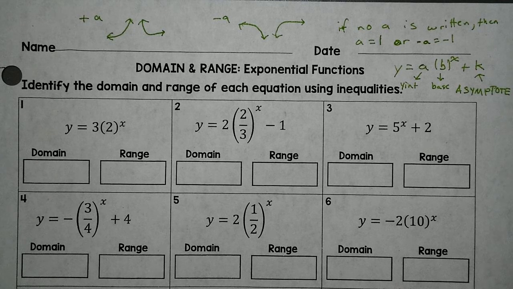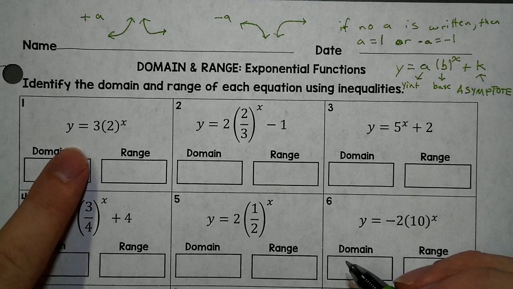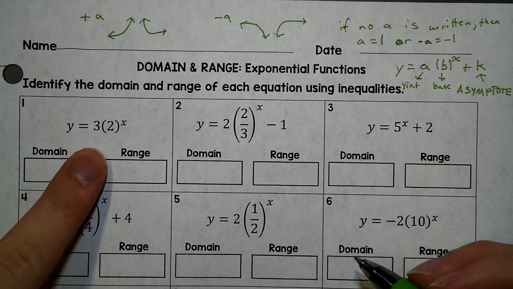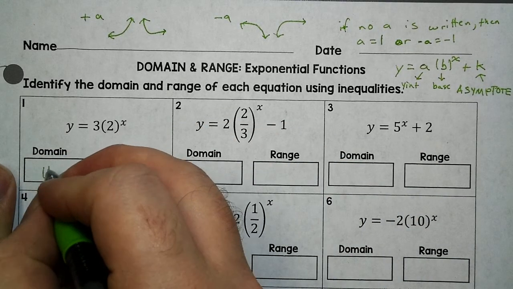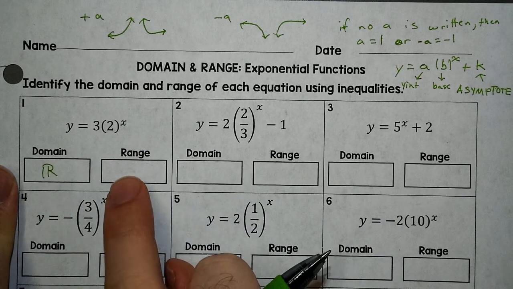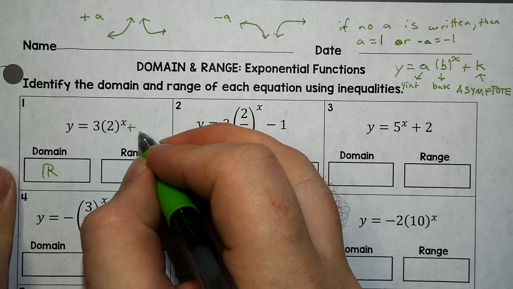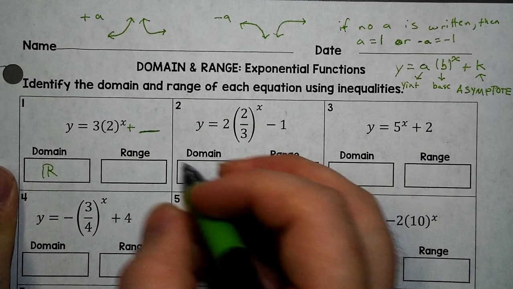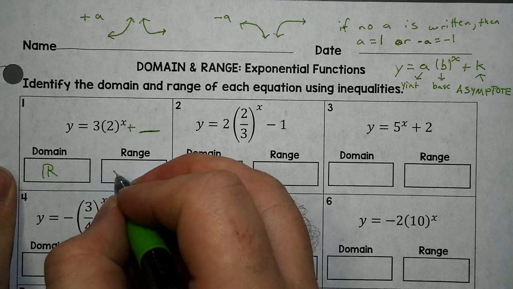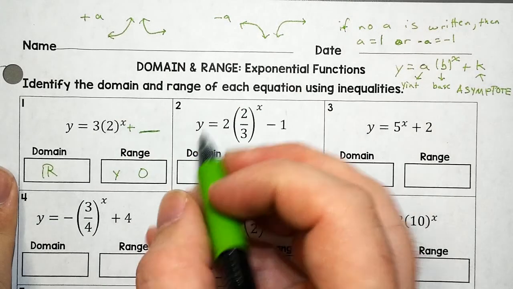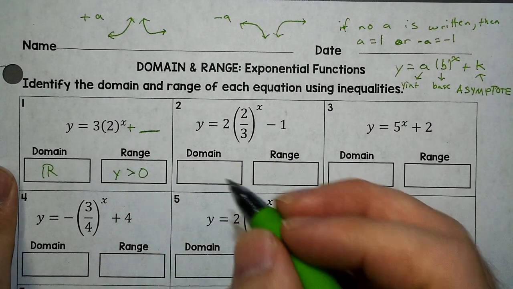Now, let's just find the domain and range of each of these. So, this first one, y equals 3(2^x). Let's find our domain first. It's all real numbers, right? In our range, well, if we look, there's no plus a number over here. That k is not there. So your k value is 0. So y is 0. Our a value is positive, right? So it opens up, so its y's are greater than 0.